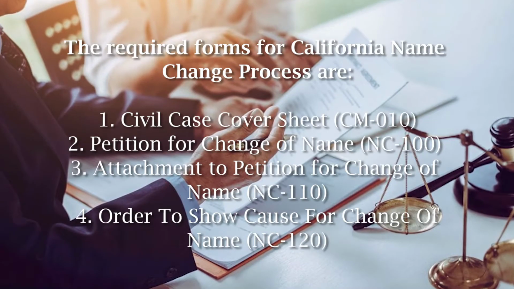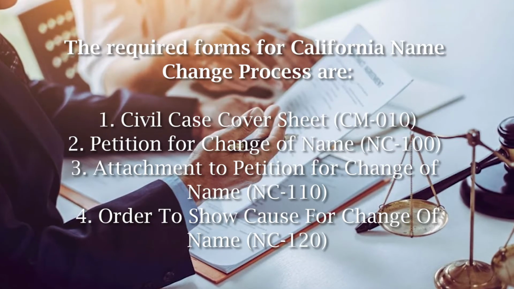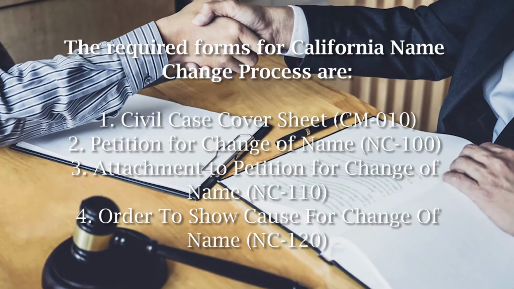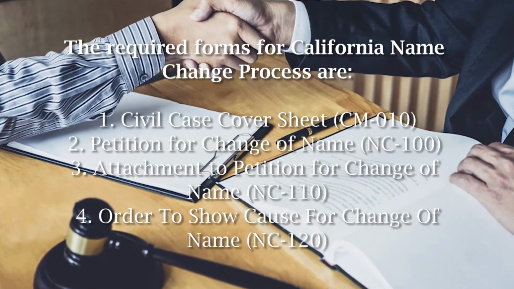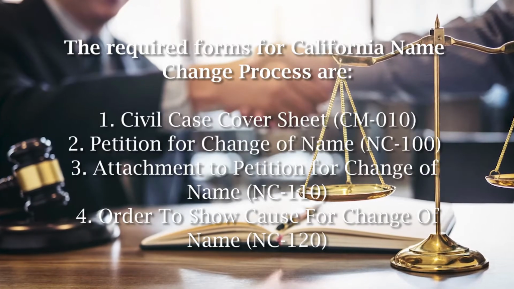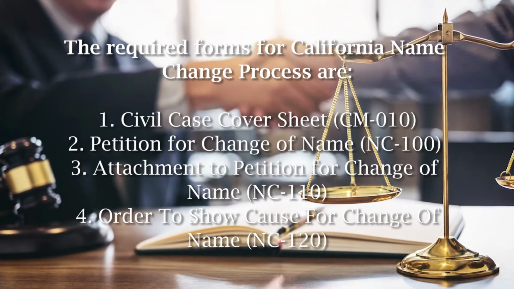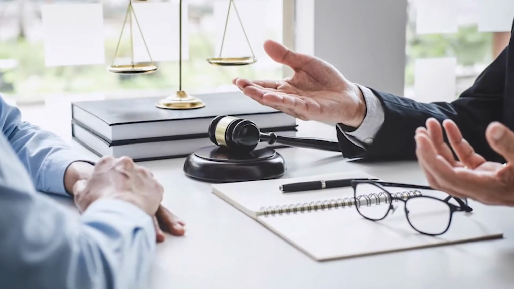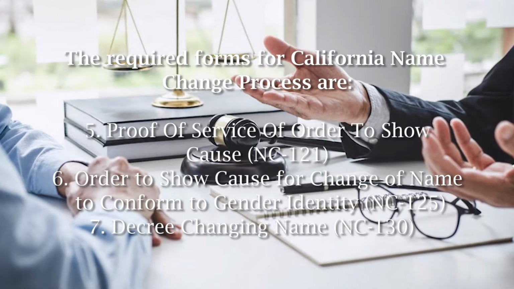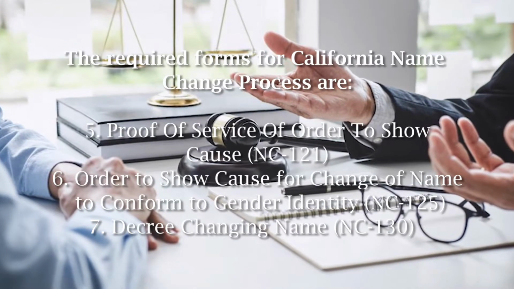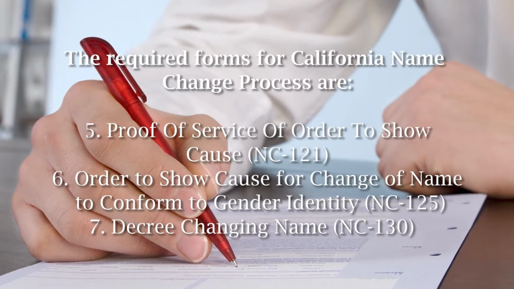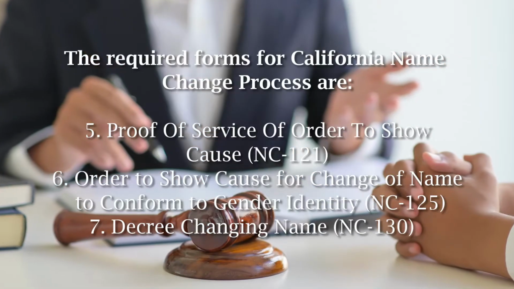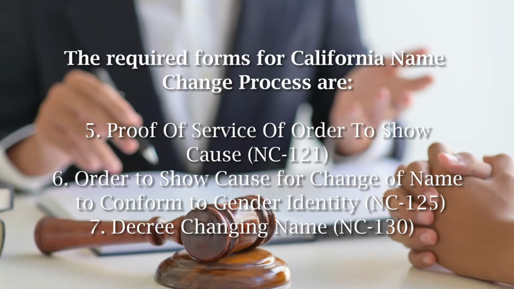The required forms for the California name change process are: 1. Civil Case Cover Sheet, CM-010. 2. Petition for Change of Name, NC-100. 3. Attachment to Petition for Change of Name, NC-110. 4. Order to Show Cause for Change of Name, NC-120. 5. Proof of Service of Order to Show Cause, NC-121. 6. Order to Show Cause for Change of Name to Conform to Gender Identity, NC-125. 7. Decree Changing Name, NC-130.